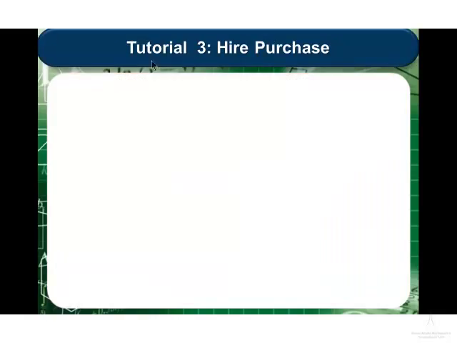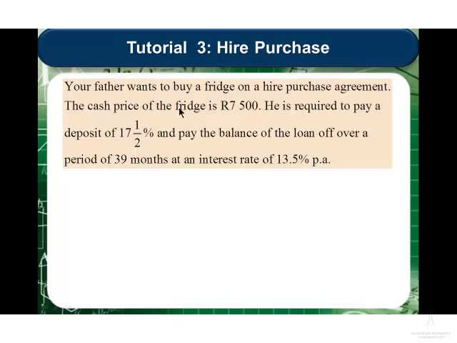Next, we consider a tutorial problem on hire purchase. The problem in tutorial 3 is as follows. Your father wants to buy a fridge on a hire purchase agreement. The cash price of the fridge is 7,500 Rand. He is required to pay a deposit of 17.5% and pay the balance of the loan off over a period of 39 months at an interest rate of 13.5% per annum.